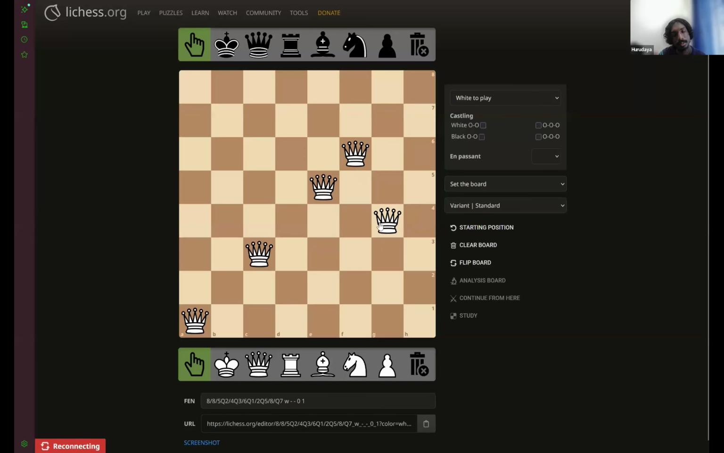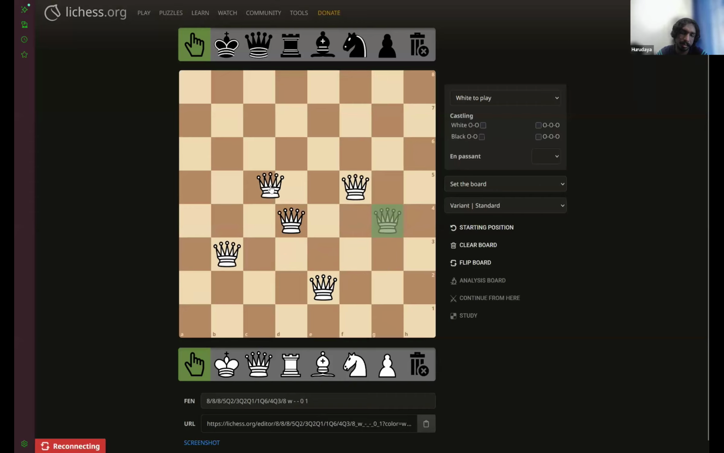The positions are B3, D3, then E2, then D4, then F5, and C6. Oh, C6, sorry. Yeah, that looks like it's right.